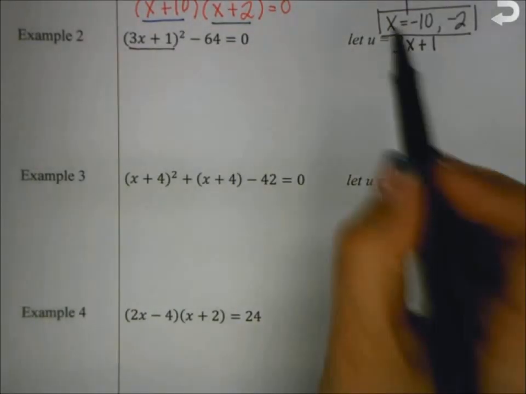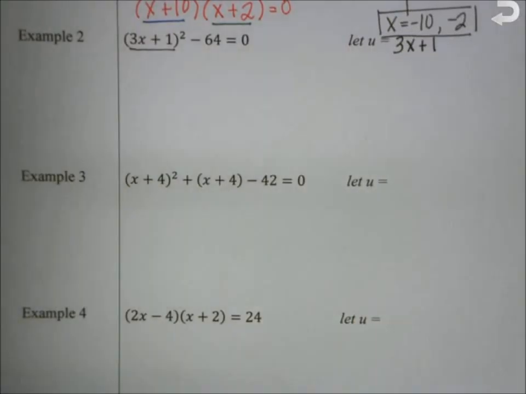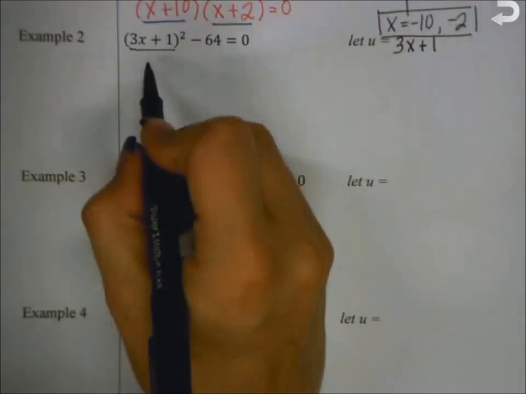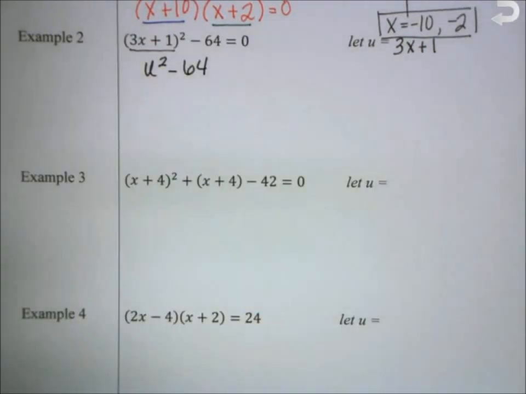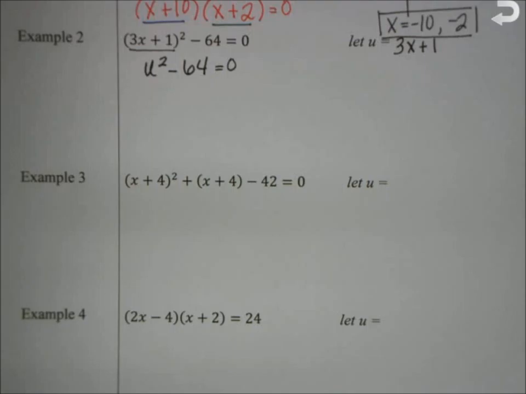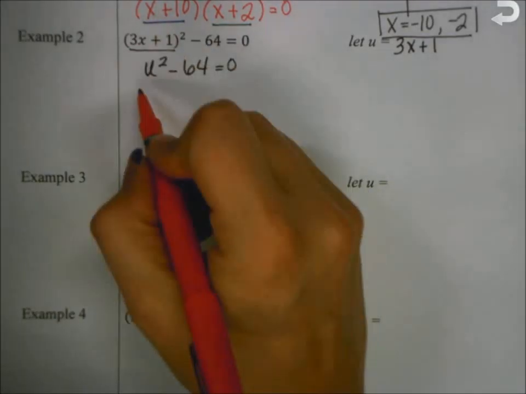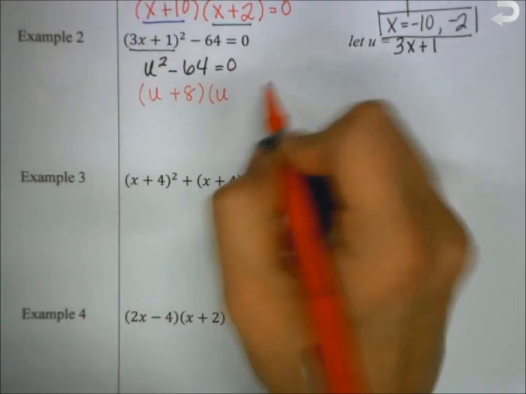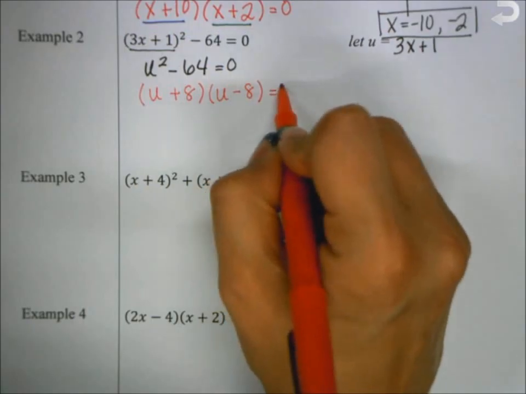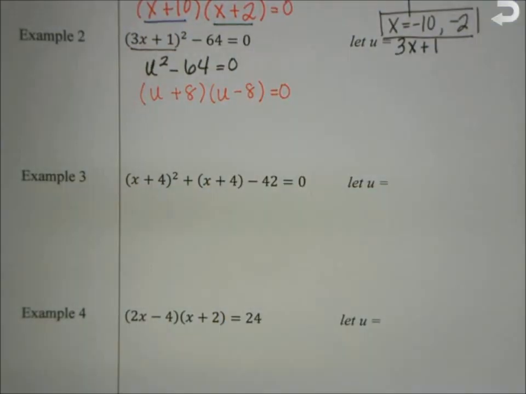So what would my new equation be? u squared minus 64 equals 0. So I can factor this one, right? Yes. It would factor as a difference of two squares, so we would get u plus 8 times u minus 8 equals 0. Now I'm in u's, but my original equation had x's, so we need to plug those back in.